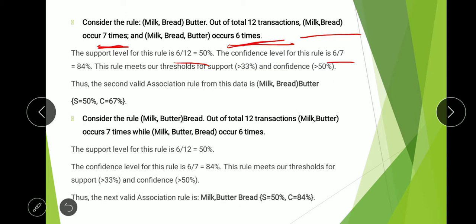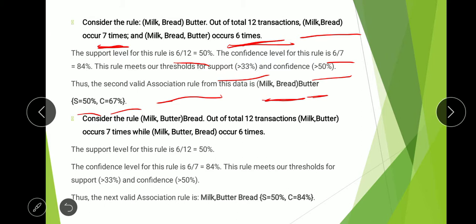Therefore, confidence level is also greater than the minimum confidence level which is given. Therefore, our second valid association rule is... if they are not meeting these two requirements, then you should not consider that rule for your calculation. Okay, you should eliminate that rule. That is not a valid rule. But here both are satisfied, therefore it is a valid association rule. So the second valid association rule is milk, bread and then butter with support 50% and confidence 67%.